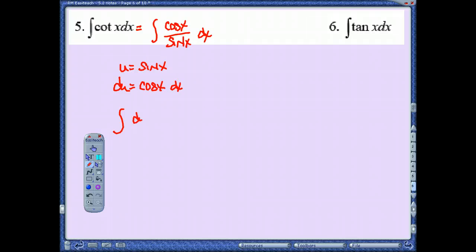So I have du over u. When I integrate that, I end up with the natural log of the absolute value of u plus c, which ends up being the natural log of the absolute value of sine.